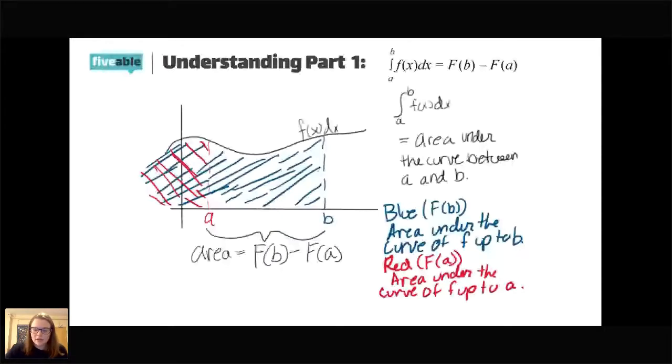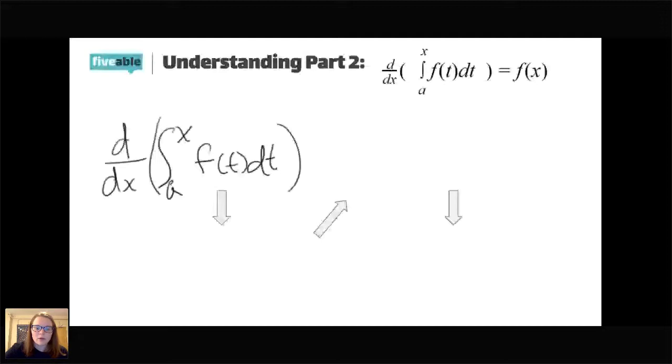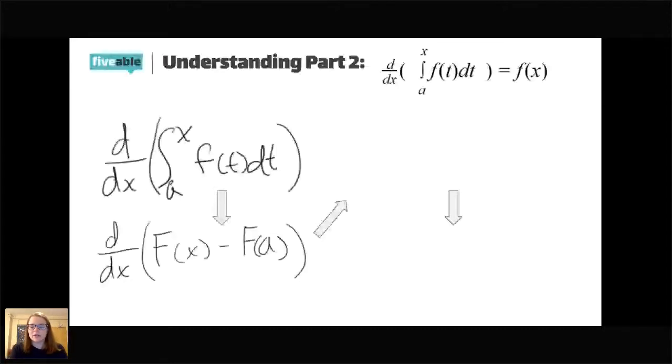Okay, great. So we're going to use this to explain the next part. Part two of the fundamental theorem. At the top there, we've got the derivative of the integral from a to x of f of t dt equals f of x. I'm going to go inside out. I'm going to start by taking the integral from a to x of f of t, and I'm going to use the first rule that we just learned, part one of the fundamental theorem of calculus, and that's going to become F of x minus F of a.